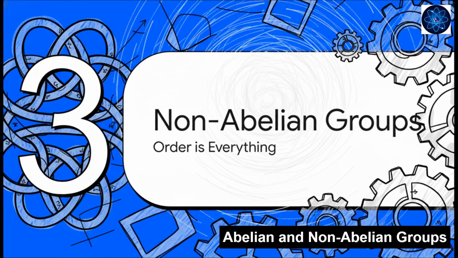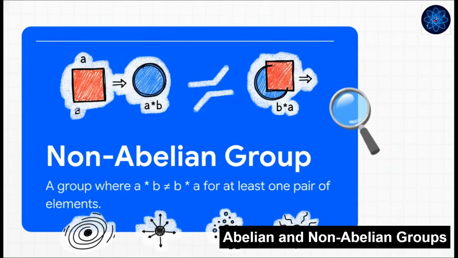This is the complex, messy, intertwined world where order is absolutely everything. And the rule here? Well, it's pretty much the exact opposite. In a non-Abelian group, you can find at least one pair of actions where doing A, then B, gives you a totally different result from doing B, then A. The operations, as they say, do not commute.